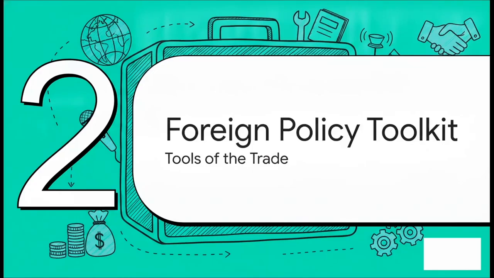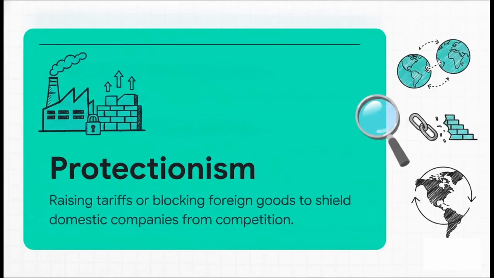Okay, so we know what the goals are, but how do we actually get there? That brings us to the Foreign Policy Toolkit. Pop open that toolkit and you'll find trade policy sitting right on top. One major tool here is protectionism. This means raising tariffs or blocking foreign goods to shield domestic companies, like the U.S. steel industry, from cheaper outside competition. It's a constant, everyday tug-of-war against free trade approaches, like NAFTA, which actively seek to remove those barriers entirely.